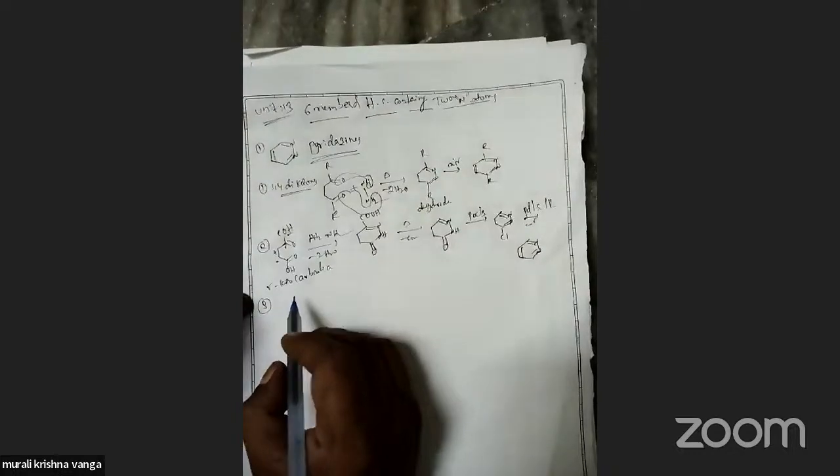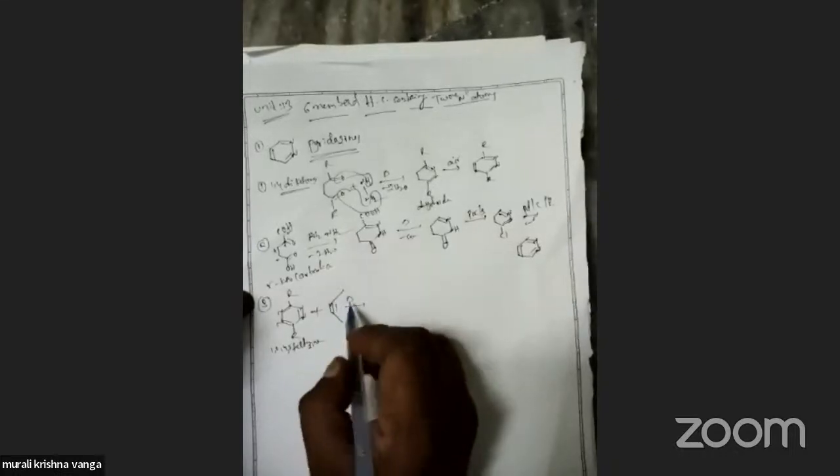Next is the third synthesis. This is 1,2,4,5-tetrazine. When this 1,2,4,5-tetrazine reacts with an alkene, it undergoes a Diels-Alder reaction.